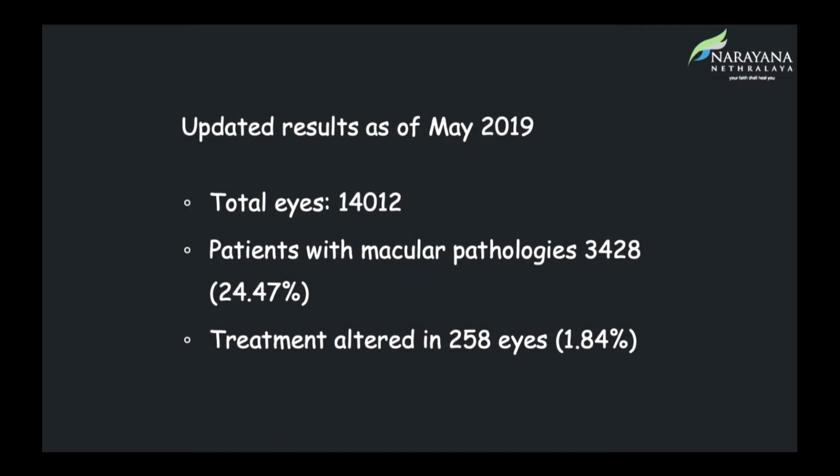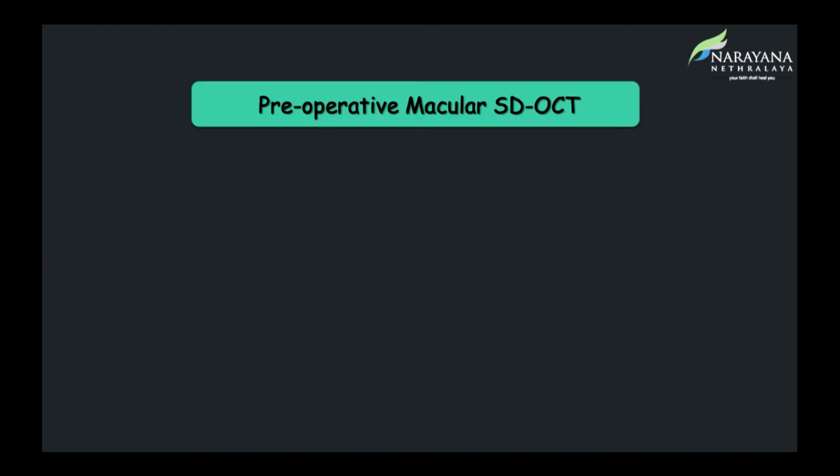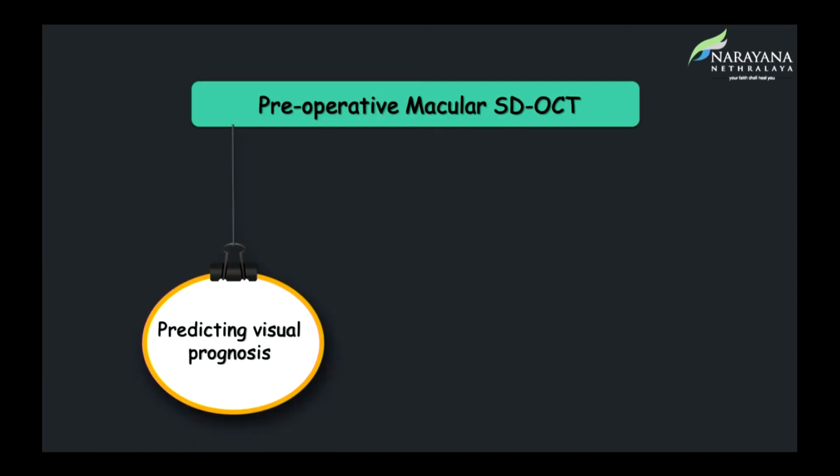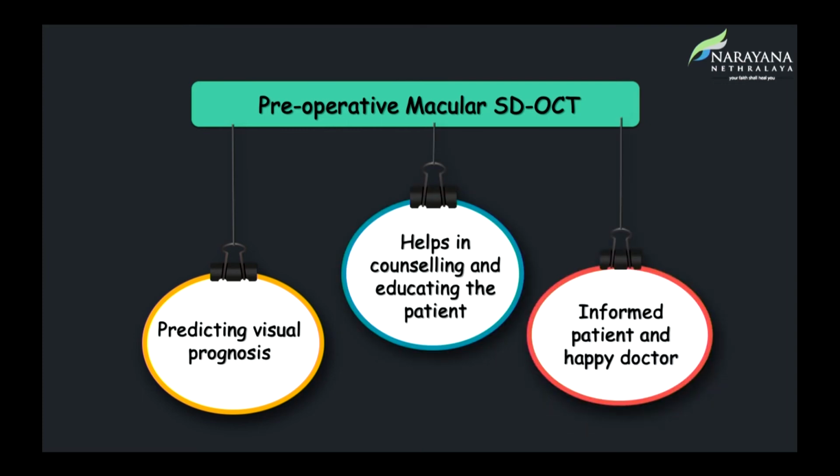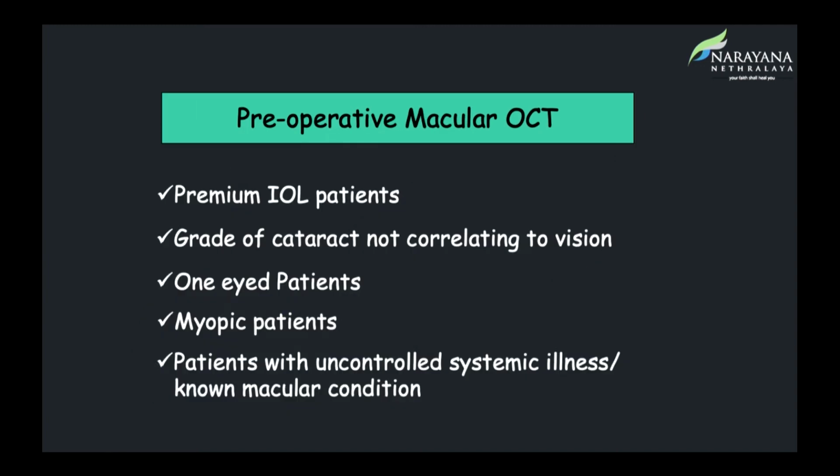So the updated results as of May 2019 are that out of the 14,000 patients that were screened, 3,428 patients, which amounts to about 25% of the patients, had macular pathologies. The treatment was altered in about 1.84%, but considering the outcomes that the patient is expecting, it is a very significant number. So preoperative OCT helps in predicting visual prognosis. It helps in counseling and educating the patient about the condition, and it also helps both the patient and doctor to be informed and hence have a good doctor-patient relationship in the postoperative period. Thank you.